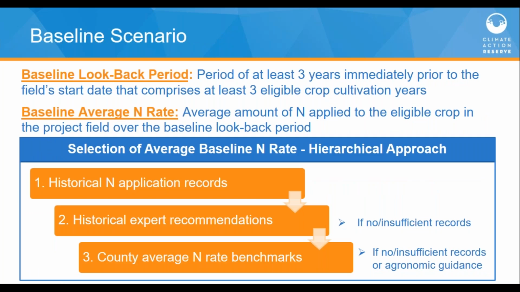To quickly touch on the baseline period, so we know what we're comparing the project activities to. The baseline paints the scenario of the more business-as-usual situation, what we would expect if you weren't implementing a nitrogen management project. And this protocol uses a baseline look-back period of at least 3 years immediately prior to the start date. And so that comprises at least 3 eligible crop cultivation years.